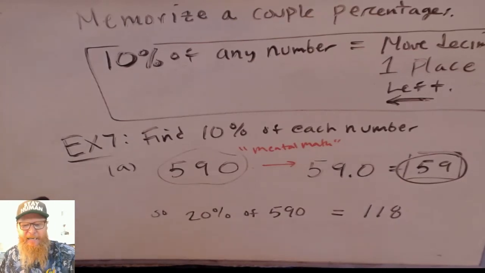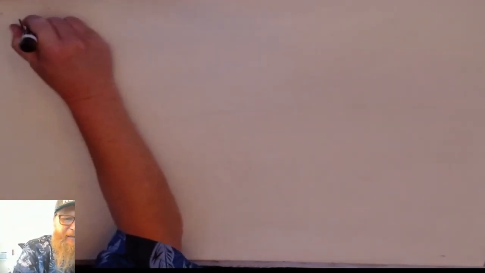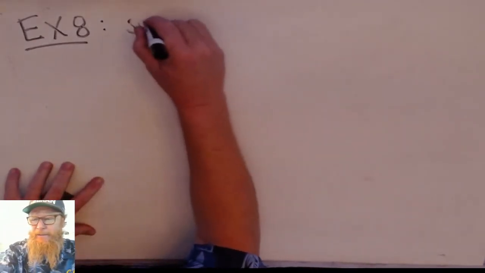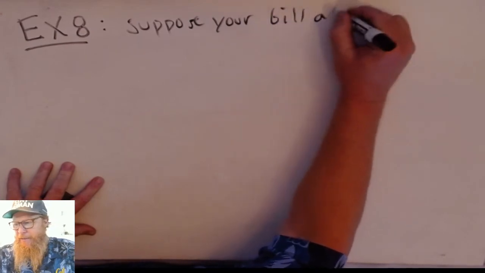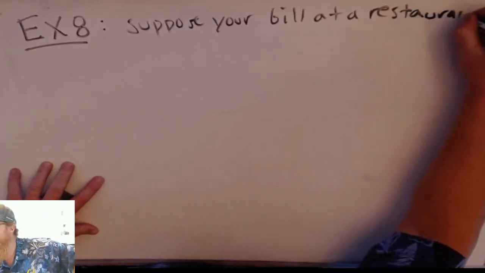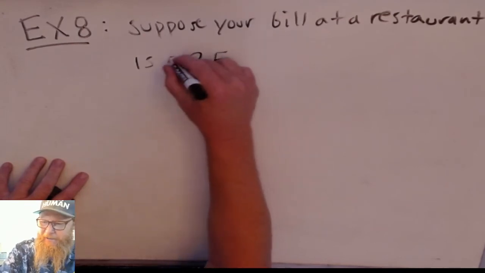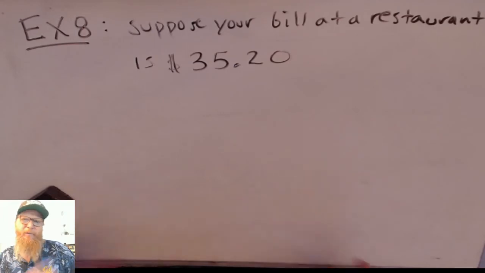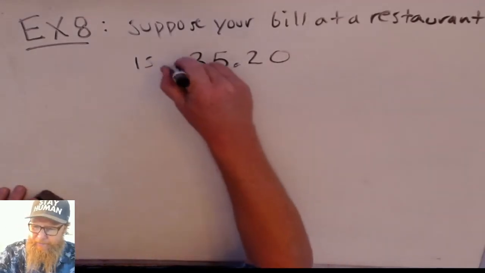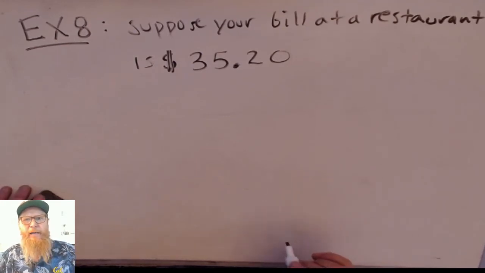And so this really comes in handy when you are paying a tip at a restaurant. Now I know these days we've gotten so lazy, we have cell phone apps that will tell you how to find a tip. Suppose your bill at a restaurant is $35.20. So you went to a cheap restaurant and had some lunch. You didn't take your whole family out to dinner because it would be a lot more than $35.